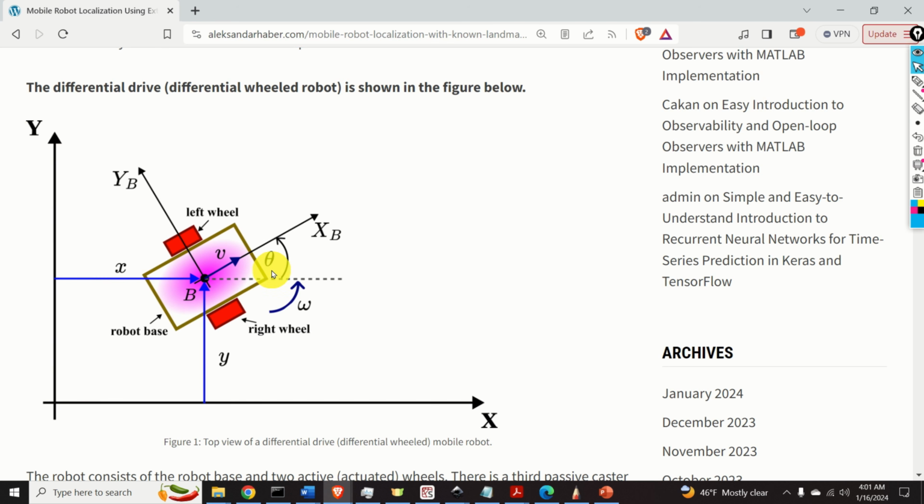The angle theta, however you like to pronounce it, is the angle that the x-axis of the inertial frame makes with the xb axis of the body frame. This angle is called the orientation angle. The symbol v denotes the instantaneous velocity of the body frame origin B. The symbol omega denotes the instantaneous angular velocity of the mobile robot.